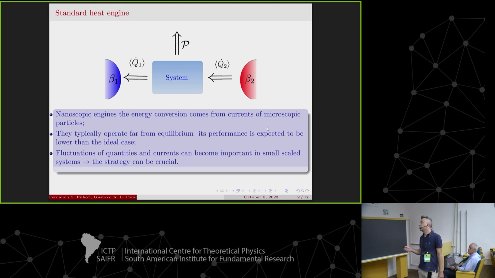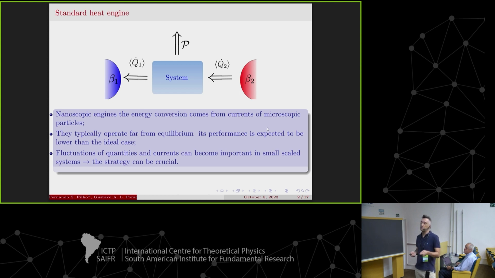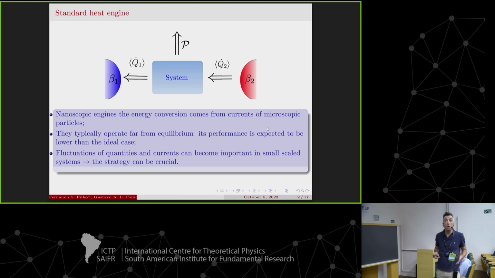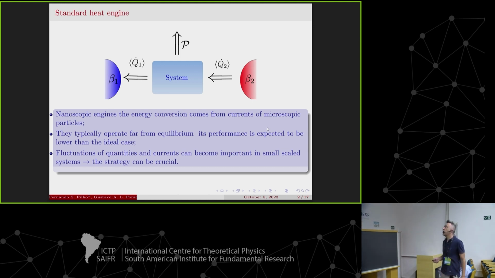Here, for example, you move some pistons in your system, the pressure is changed, and it's converted into work, and you know that this efficiency cannot violate the Carnot limit, and you have a sequence of quasi-static processes, your system is macroscopic, and so on. Okay, so now you can ask the same questions, but in the framework of nanoscopic systems.